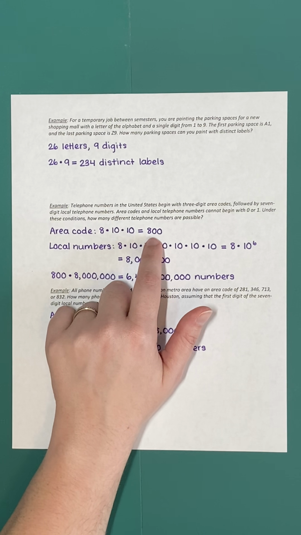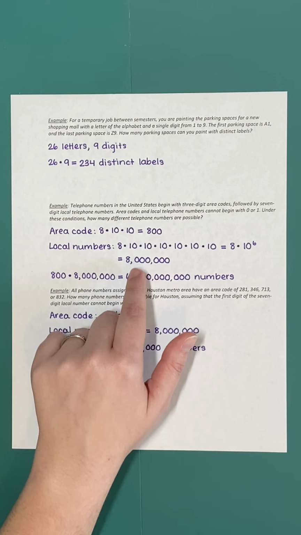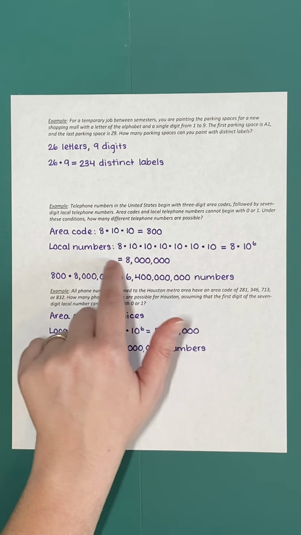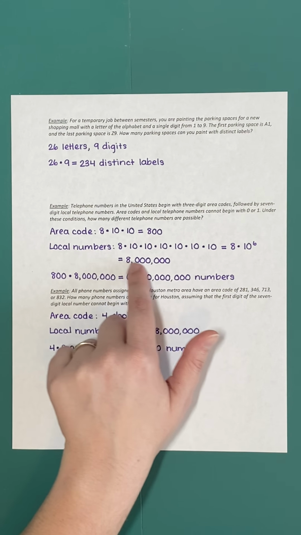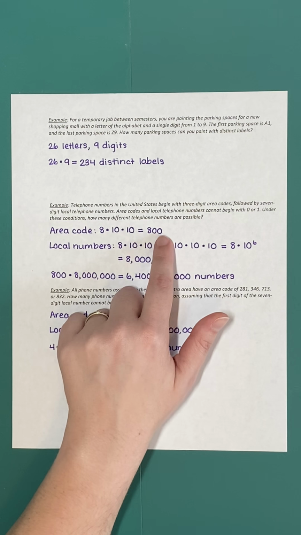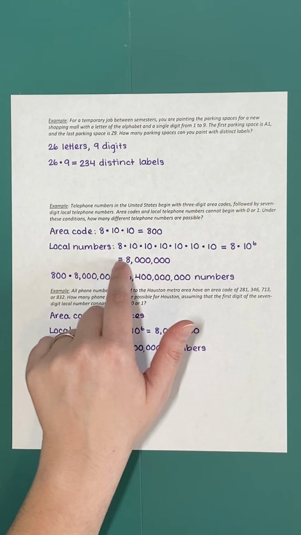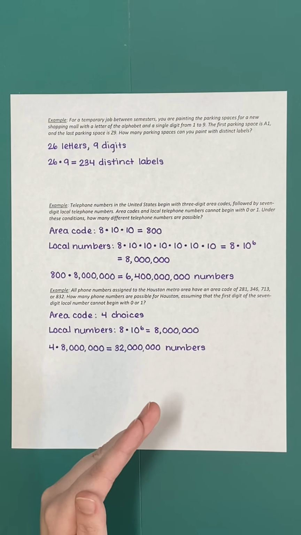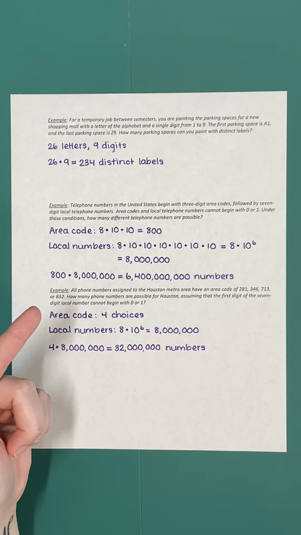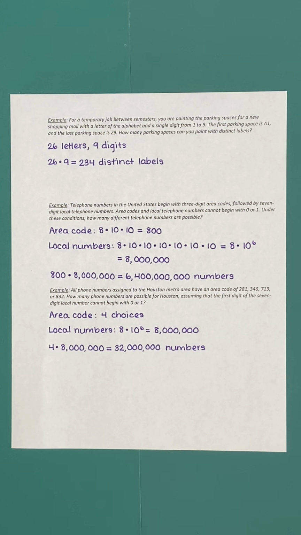So say we have an area code of 200. Well, 200 can match up with any of those 8 million numbers. 201 can match up with any of those 8 million numbers. 202 can match up with any of those 8 million numbers. So we can recycle the local numbers as long as we assign them to a new area code. As long as the area code is different, then we have a new telephone number overall.